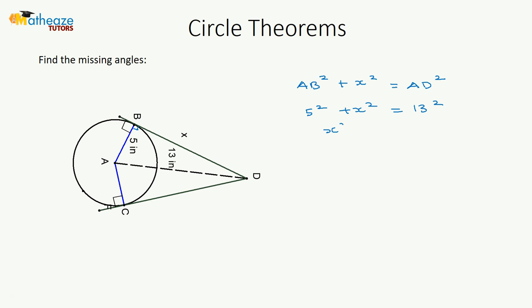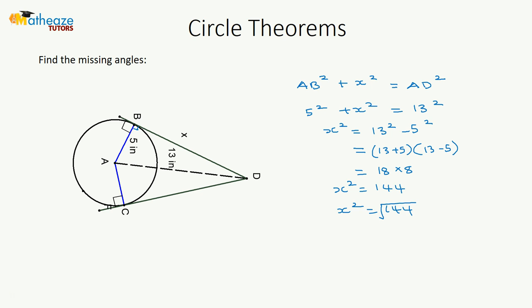So X squared is equal to 13 squared minus 5 squared. Let's apply our difference of two squares. It's going to give me 13 plus 5, 13 minus 5. This is going to give us 18 times 8, which is 144. So X squared is 144. So we want to find the value of X. So we're going to find the square root of both sides. So X equal to 12.